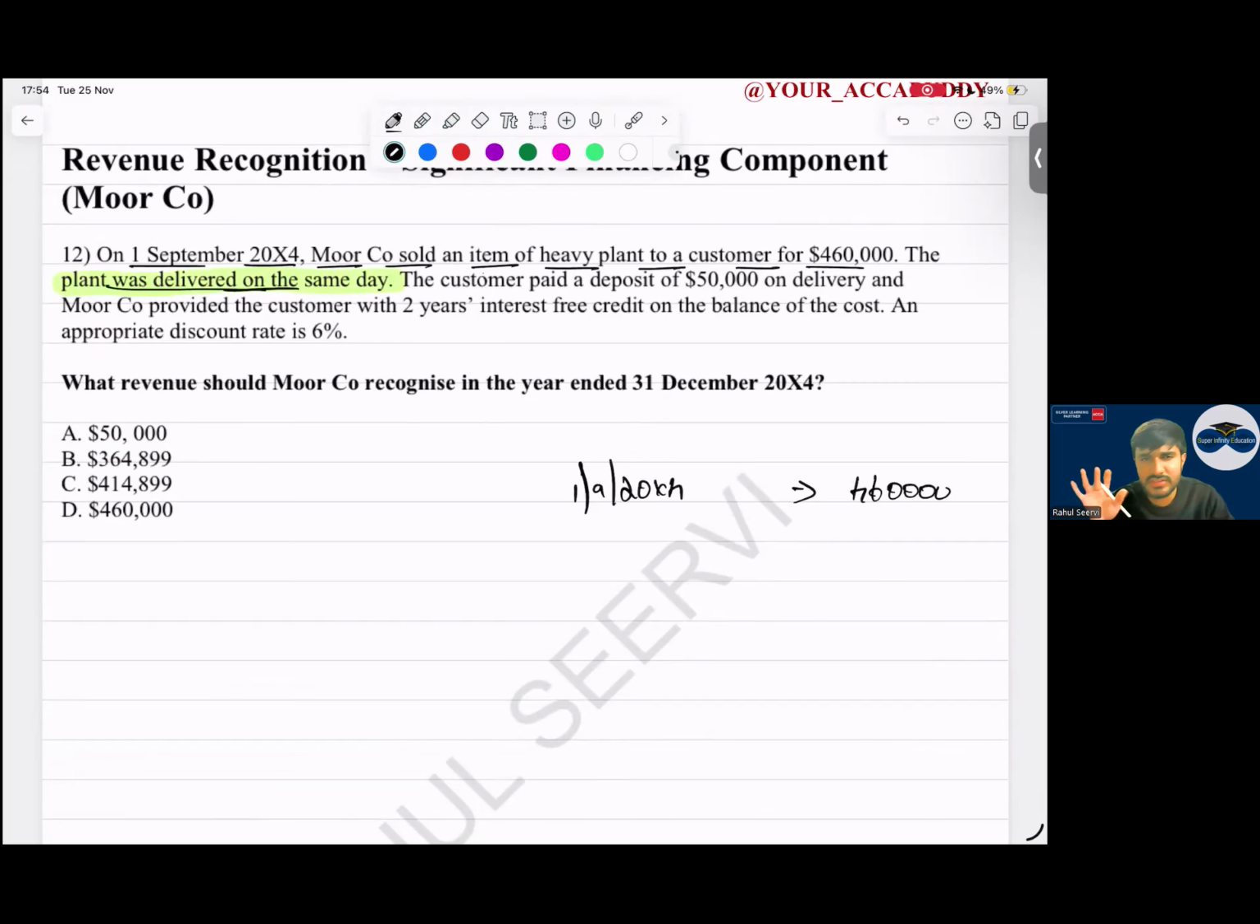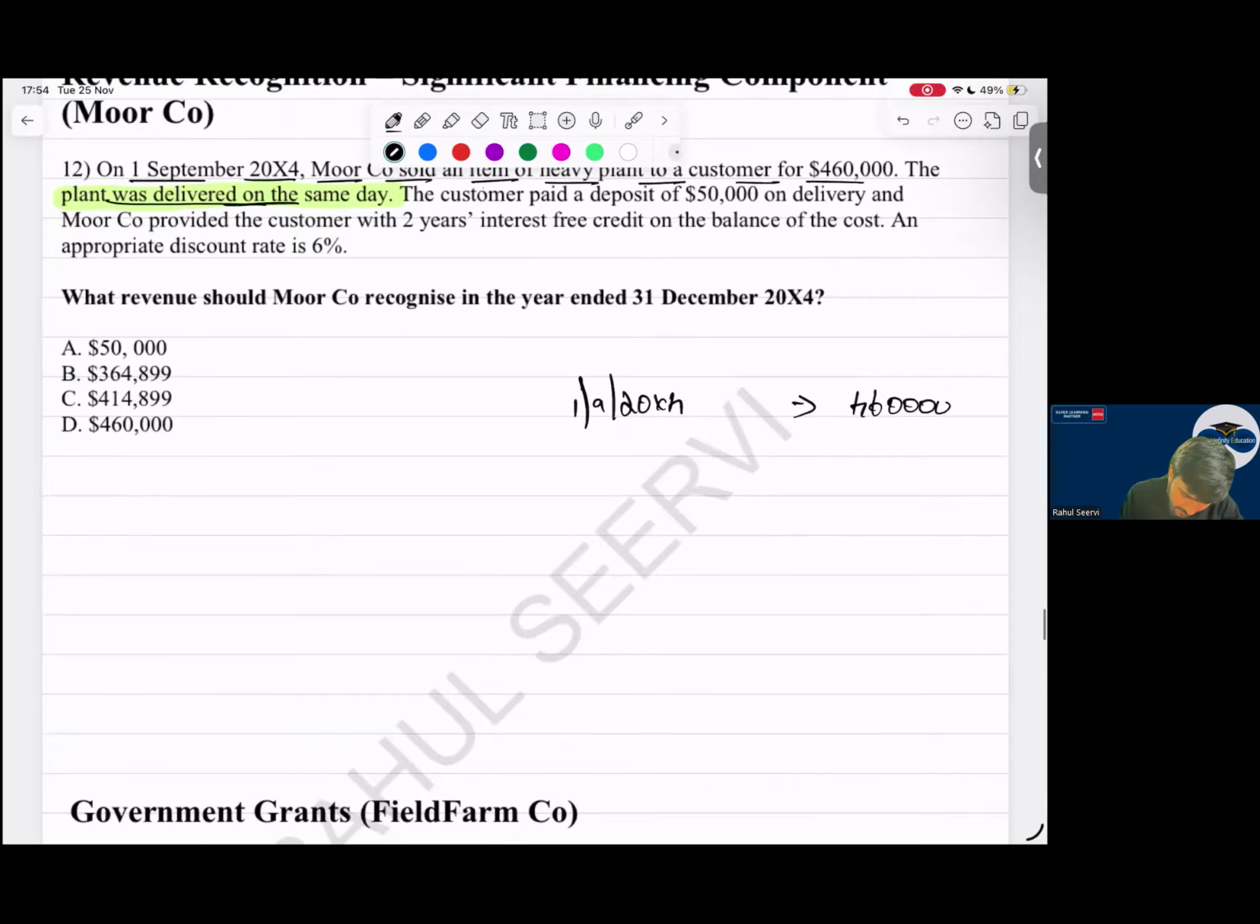Control transferred, what? The customer paid a deposit of 50,000 on delivery. Today the customer is paying how much? Today the customer is paying 50,000. If he is paying today, will you discount this? Assume yourself that you are going to a shop, you are purchasing an item, you are paying 50,000 today, and you say remaining I'll pay in future. What will the party do? He will discount and record the remaining value. And M provided the customer with 2 years interest free credit on the balance of the cost.